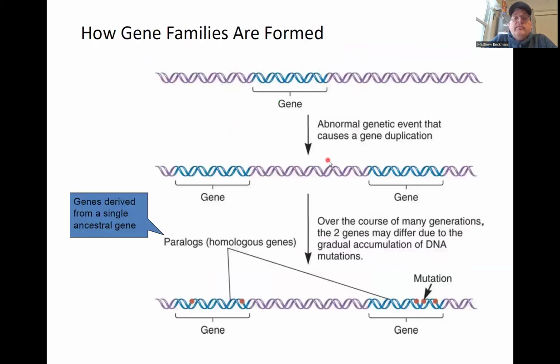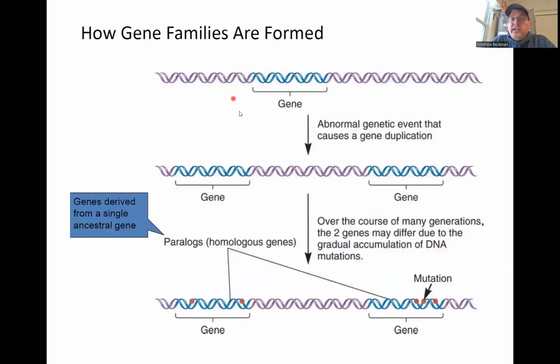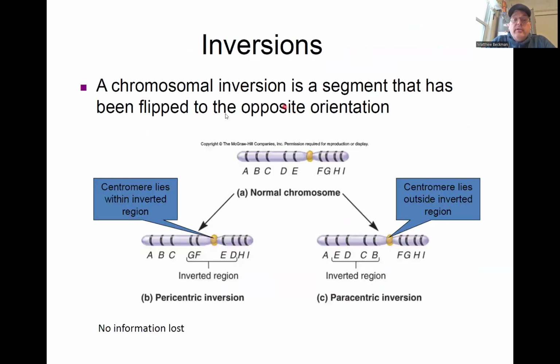So again, this concept of gene duplication can be applied to help us understand how gene families arose over hundreds of millions of years of evolutionary time. Let's now talk about inversions. This is where the chromosome is in one orientation and part of it flips, okay? So here we see a chromosome with markers A, B, C, D, E, F, G, H, I across the entire chromosome.